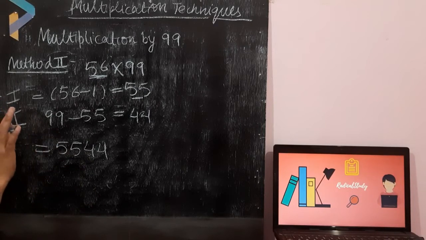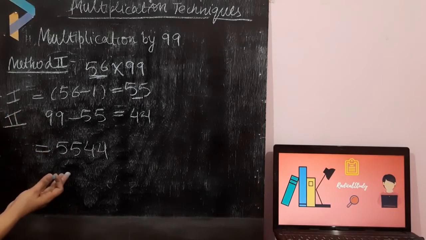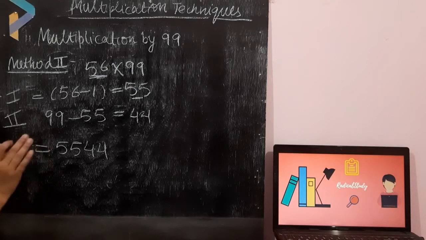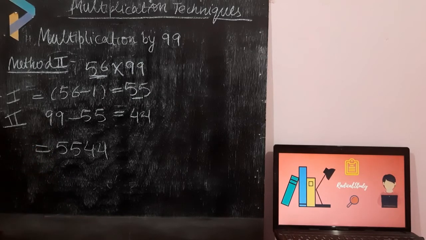This is the answer of 56 multiplied by 99. By the first method we got the same answer, and by the second method we also got the same answer. But this was easier and more convenient. Now I am going to take one more example for you. So please pay attention students.